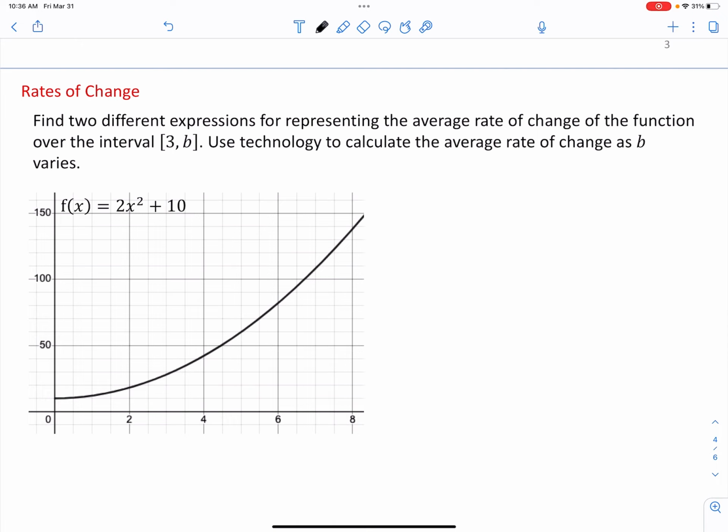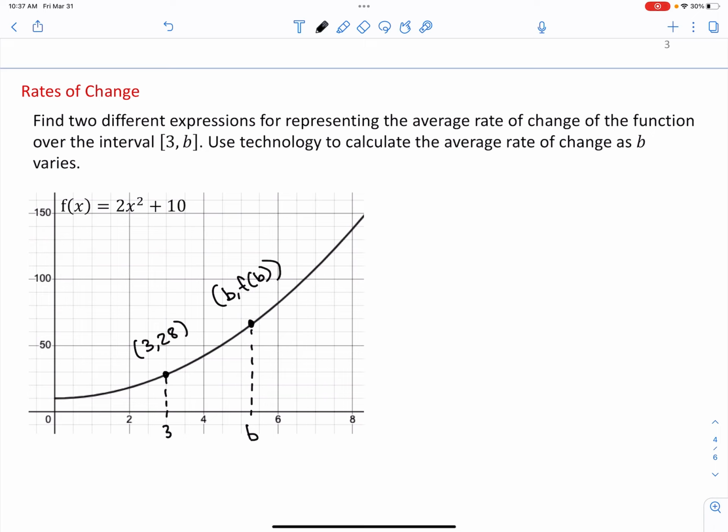Find two different expressions for representing the average rate of change of the function over the interval 3 to b. So b is now general. We're going to keep 3 fixed. So let's go ahead and find 3 on our time axis again, right here, and plot this point. And we've already calculated it was (3, 28). And then b is going to be a right endpoint that we're going to keep arbitrary. So I'm just going to draw a random vertical line and say that this is located at time b. Now the best I can say for the coordinates of this point are going to be (b, f of b).